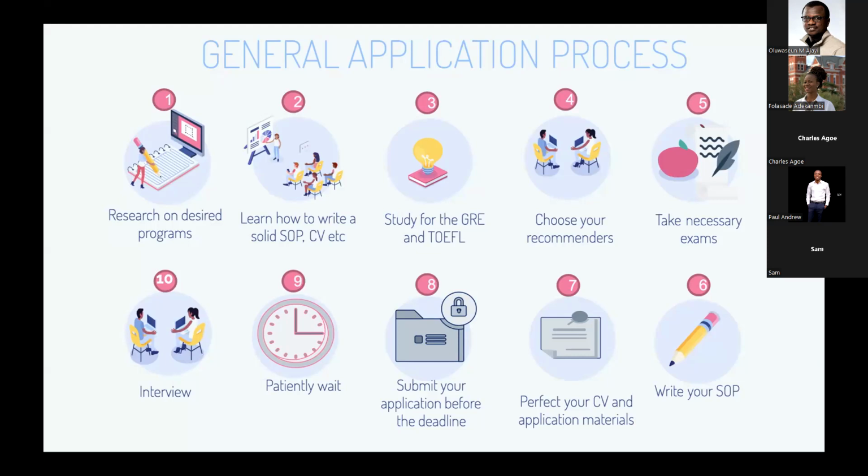So after getting all that settled, the next thing is that you study for your GRE. Then you choose a recommender, and then you take the necessary exams. You write your SOP, you work on your CV, make it pretty, make it really nice, really top notch. Then you submit your documents, and then you wait. This is usually the very difficult time because a lot of people are impatient about it and anxious as well. And then, luckily for you, you get shortlisted.